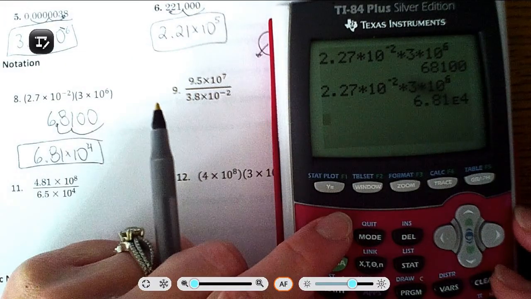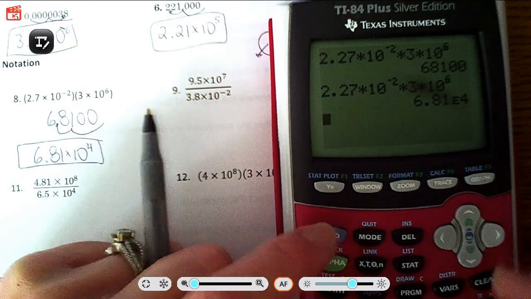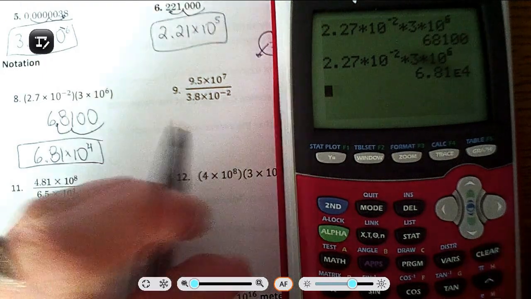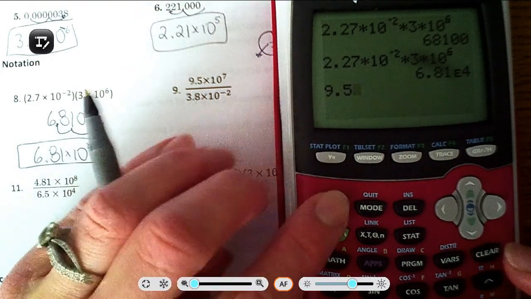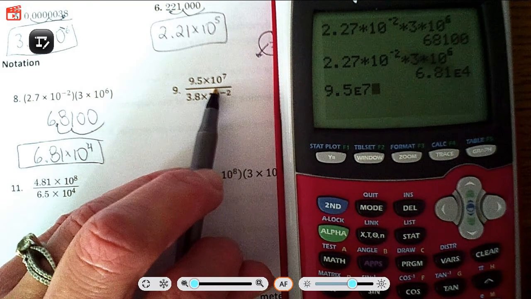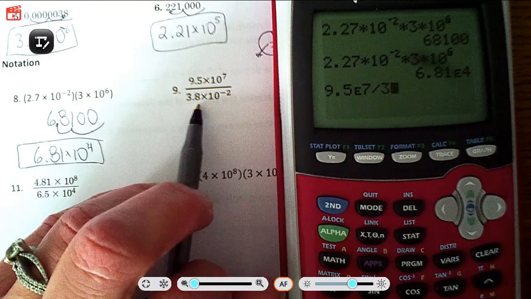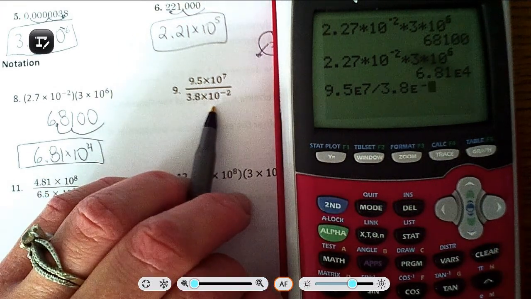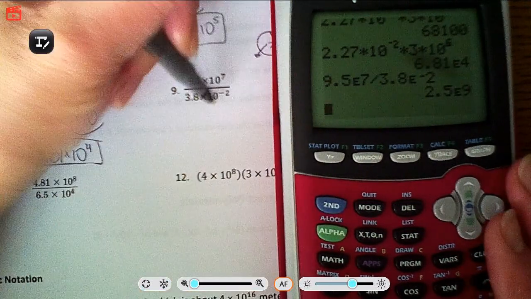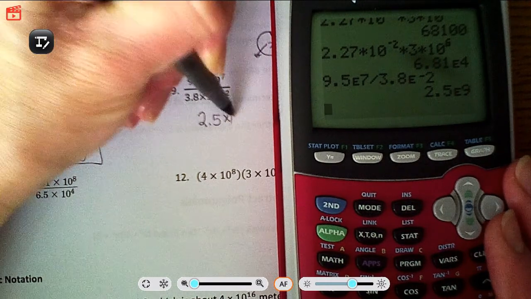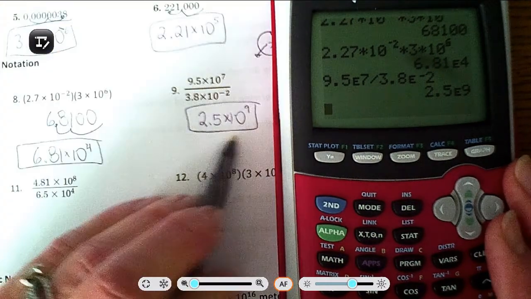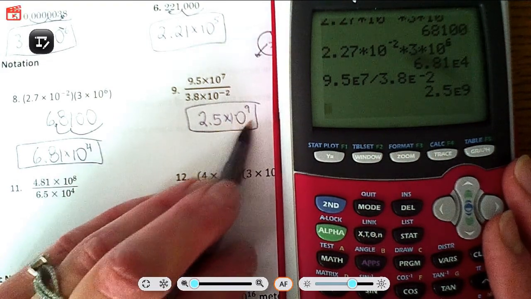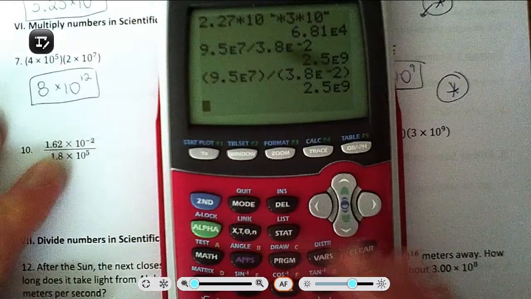Over here on the calculator, we have this EE in blue right above the comma. Okay, so 9.5 E7 divided by 3.8 E-2. And that's 2.5 times 10 to the 9th power. Just make sure that you don't write in the letter E, but that you write times 10 to the 9th.